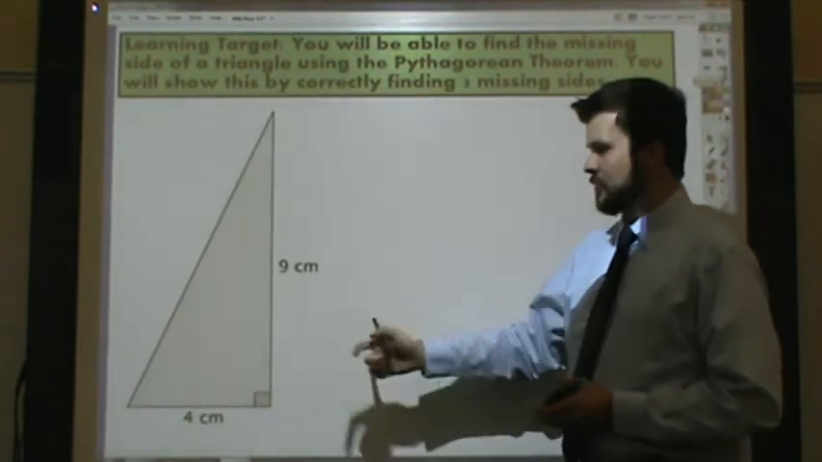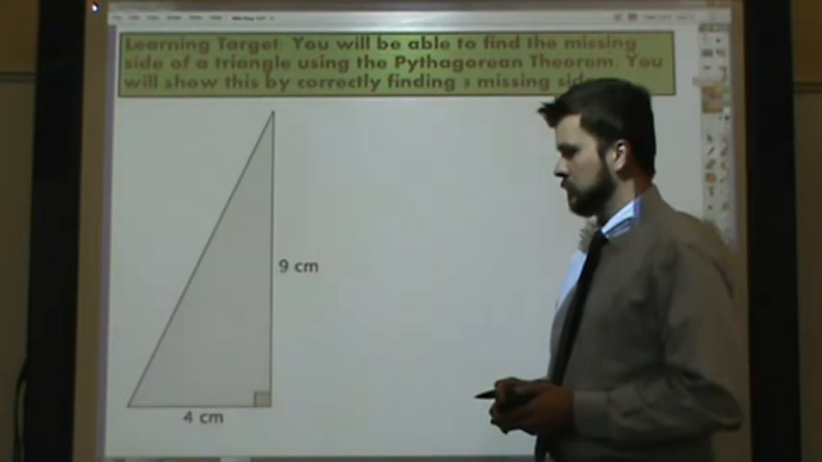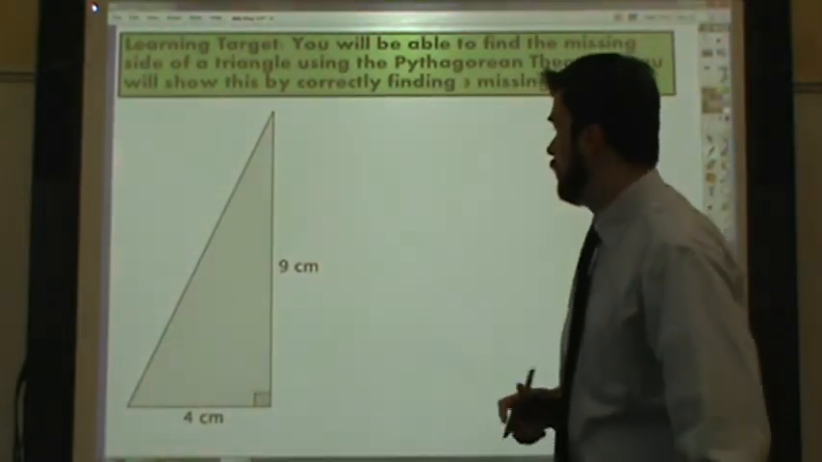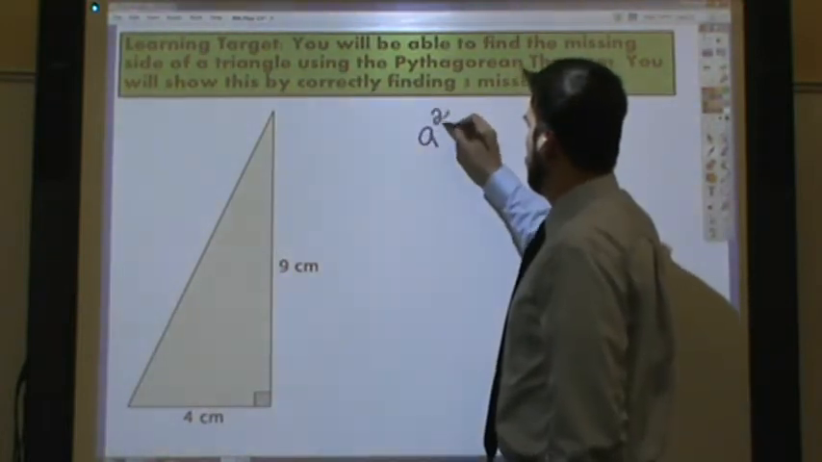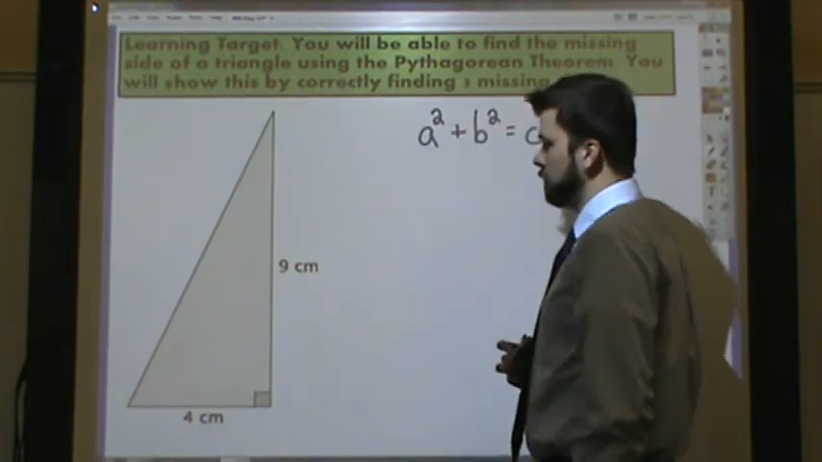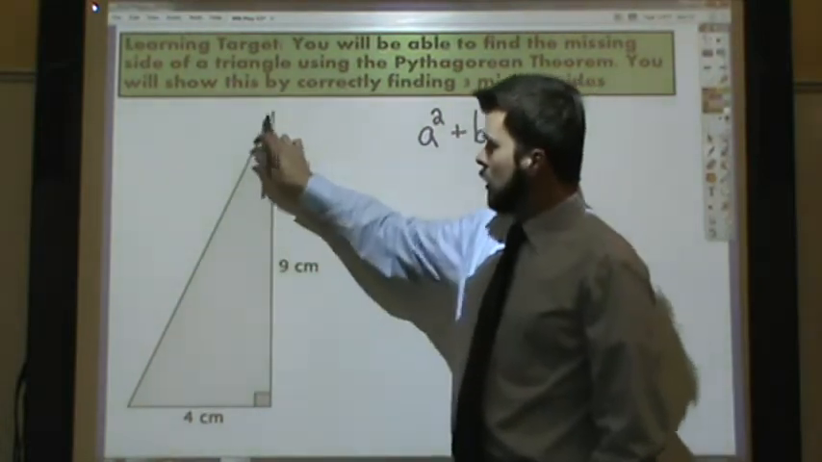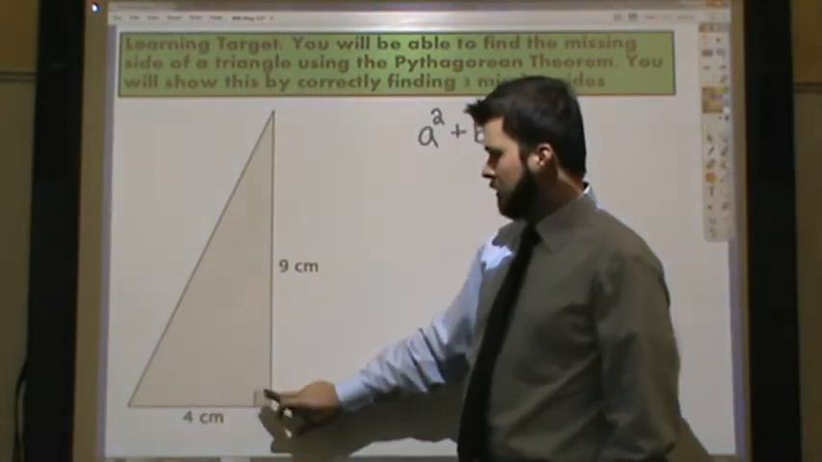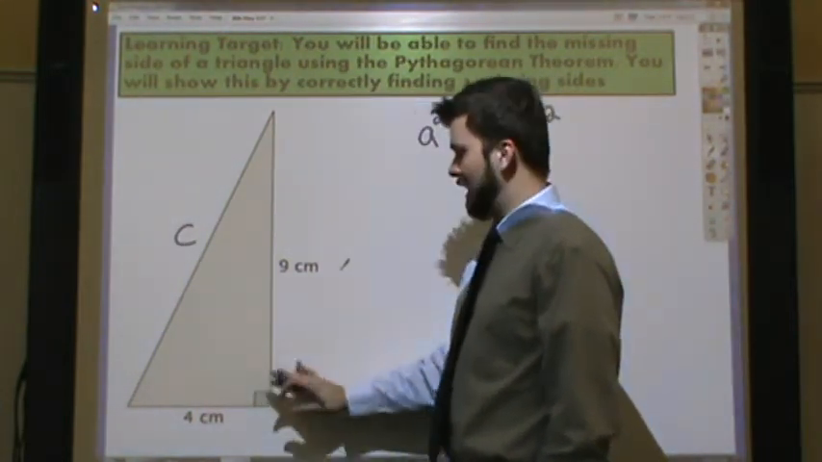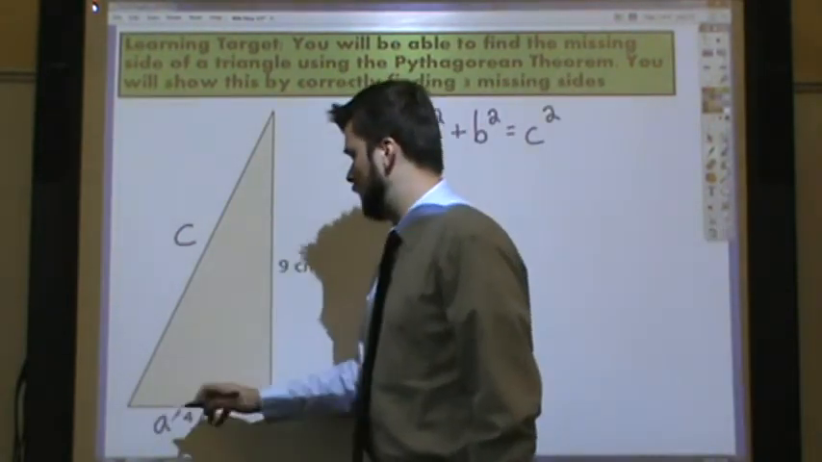Take a moment, please, and draw this triangle down. And then see if you can label the A, the B, and the C. So the longest side, the one across from the right angle, has to be my hypotenuse, my C. These two, it doesn't really matter which one you call A and B. So I'll call this one down here A, and I'll call this one B.